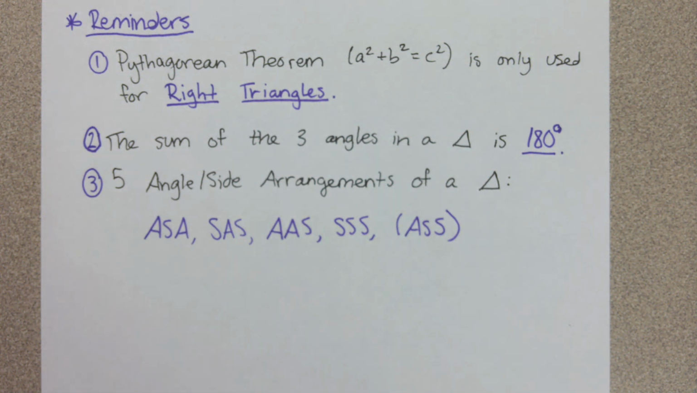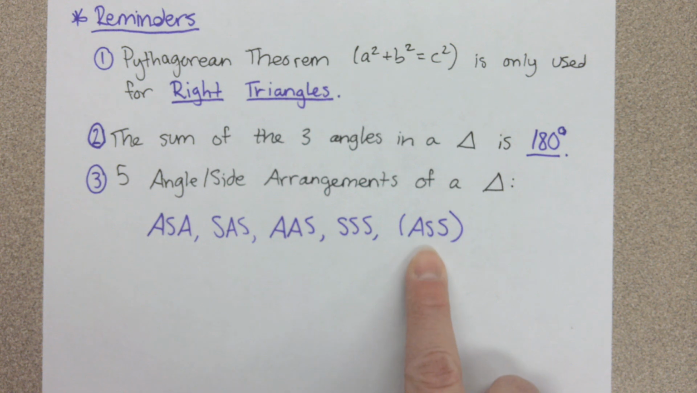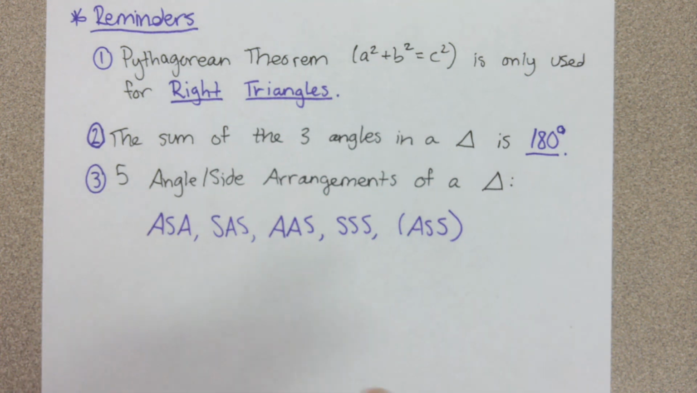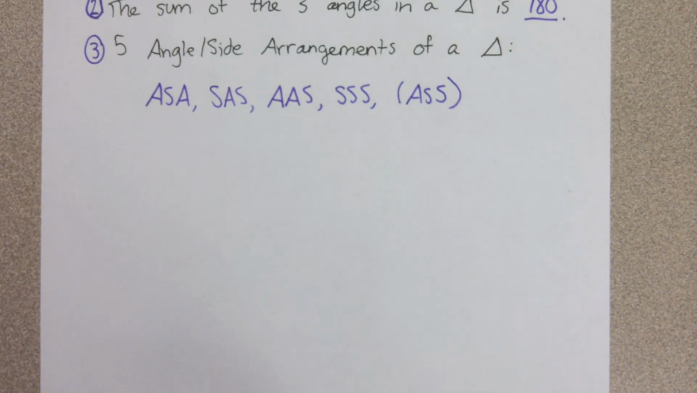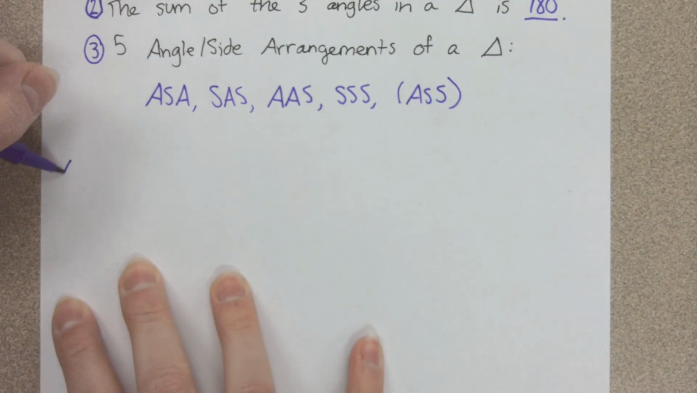So we're not going to see that for sure until Monday. Today, the 2 arrangements you're going to see are ASA and AAS, but you need to be aware of all 5 of these because they will come up throughout the entire unit as a whole. All right. Now that I've given you kind of the 3 points to remember, let's talk about the law of sines.